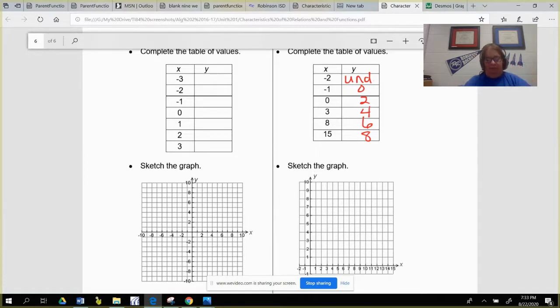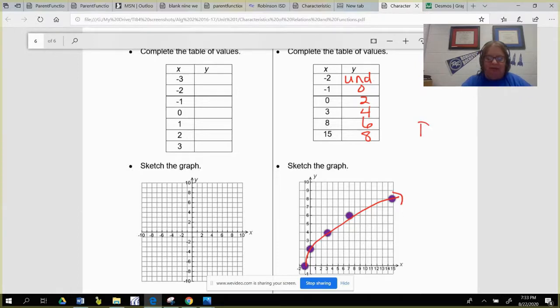Okay, and then the graph. You can sketch it from the calculator, but it's much more accurate if you plot the points. So we're going to start with -1, 0, and 0, 2. Headphones are slipping off. 3, 4, 8, 6, and 15, 8. Because they gave us the equation, this is continuous data. We would connect the points. It has an endpoint on the left. It keeps going on the right.